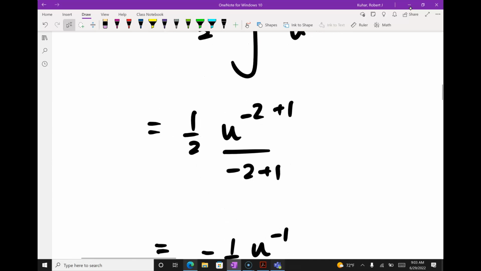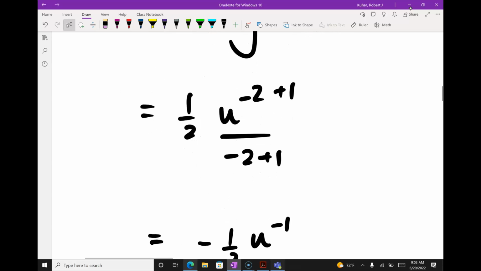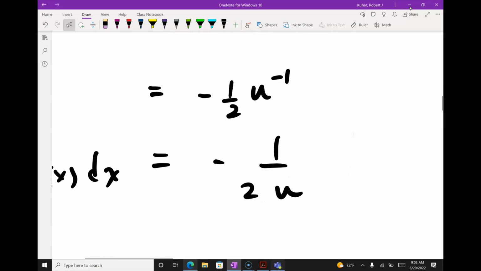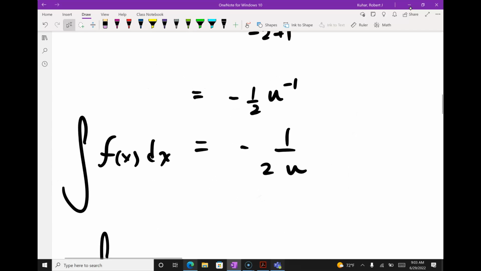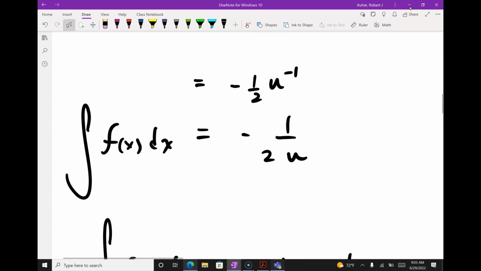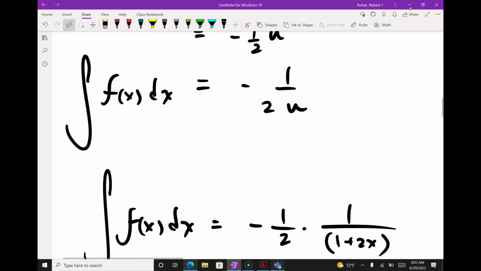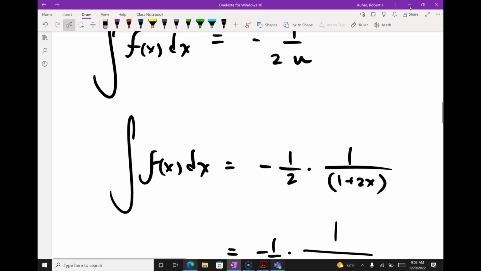So it's a power rule, right? So I add 1 to the power, divide by the new power, right? Simplify. And I'm reminding myself that I still have the integral of f of x dx. And so there it is. So when I finally get that integral done, there it is. Do I care about the constant in this case? No, right?